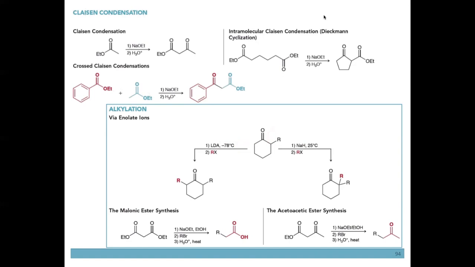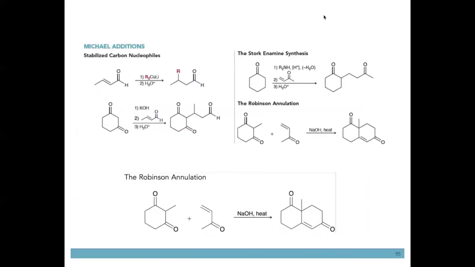We can also alkylate these malonic esters and undergo a decarboxylation, so we end up with an alpha substituted acetic acid. And you can do the acetoacetic ester synthesis, where you do a substitution at the alpha position, do a decarboxylation at this step here, and you end up with an alpha substituted acetone. So lots of variations here.